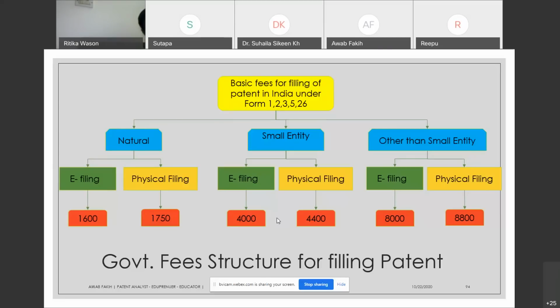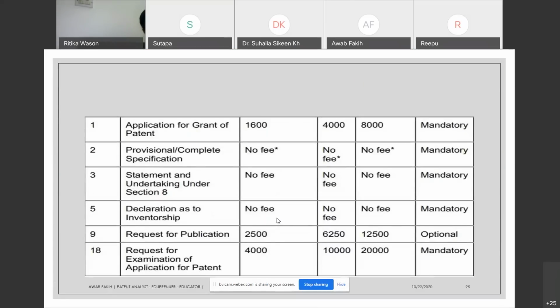This is only the filing fees. What are the other charges throughout? Okay, I'll tell you that. I'll do that as well. So this is the complete structure.